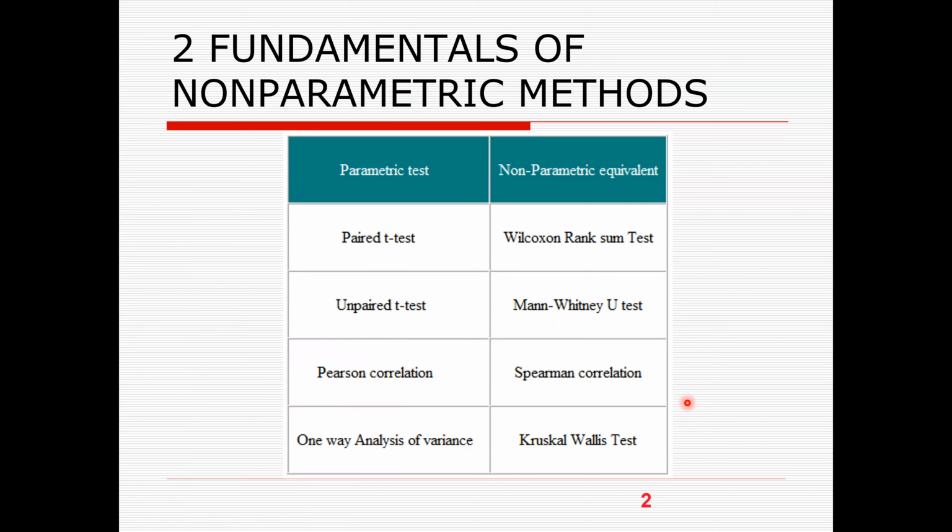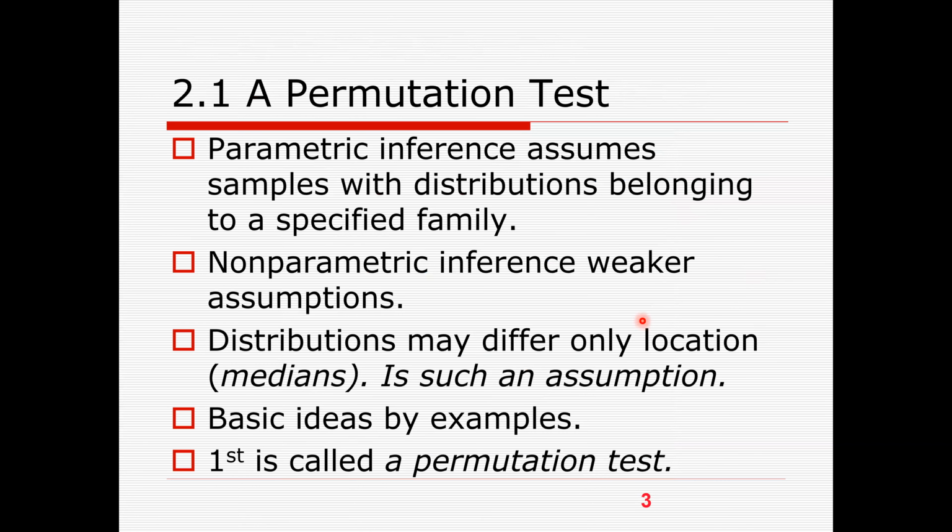Usually for a parametric method, there is often a corresponding nonparametric equivalent. The difference is that a nonparametric method has weaker assumptions on the data, especially it has no assumptions on the particular distribution or distribution family of our data. So these methods are usually more robust to distribution assumptions. First, let's look at a method called permutation test.